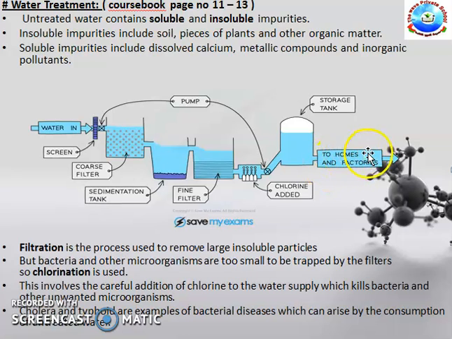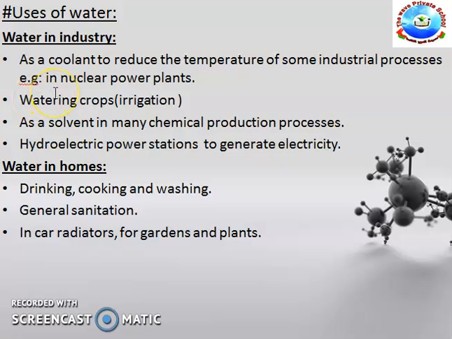The filtration and the water treatment. Now see, if we have untreated water, then cholera and typhoid, these are some bacterial diseases which one can suffer because of untreated water. Okay, now let's see some uses of water.